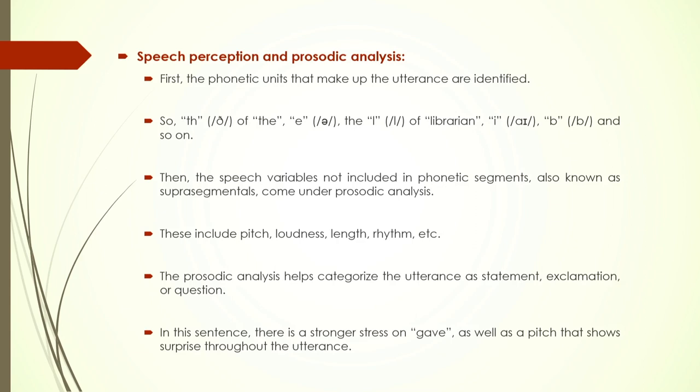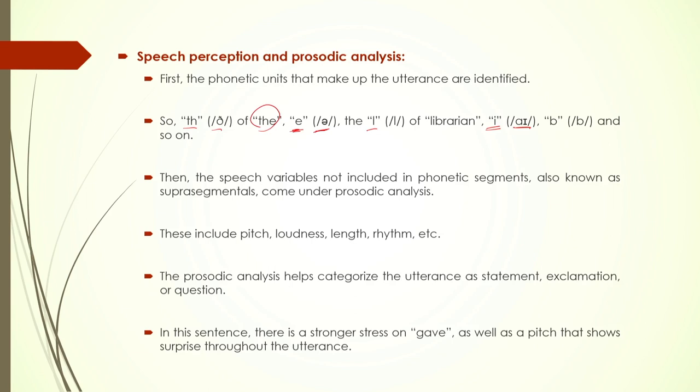Now, let's look at each of the levels in this small sentence. The first level is speech perception, in terms of the phonemes, the sounds of the language. In this word, this particular letter represents this sound. The letter E in English in this sentence represents the sound, sort of a schwa, and then in library the letter I represents the sound I, and so on.